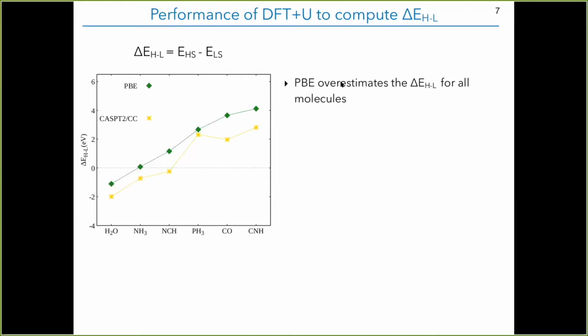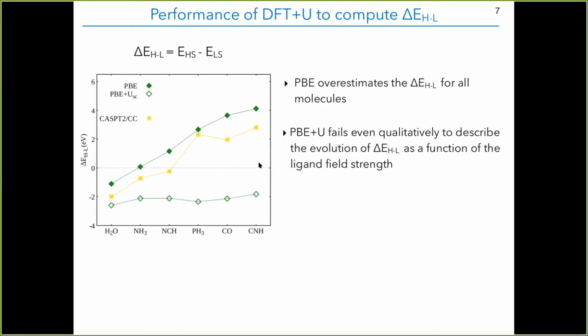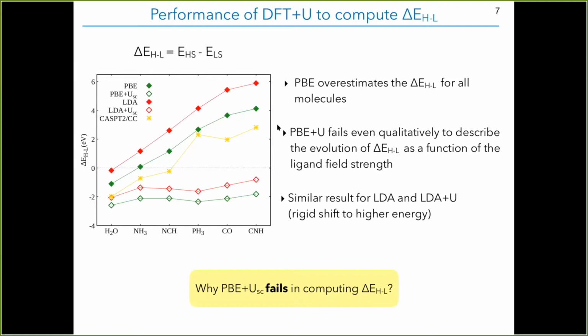So as expected, the PBE functional overestimates delta E for all the molecules. But despite this, we can see that at least this functional is able to reproduce the trend of the values across the series. So for increasing ligand field strength, the gap between the two spin states is expected to increase along the series. On the contrary, when we analyze the values obtained with PBE plus U, we see that not only is the overall error larger compared to PBE, but PBE plus U is actually not able to describe the evolution of delta E across the series.